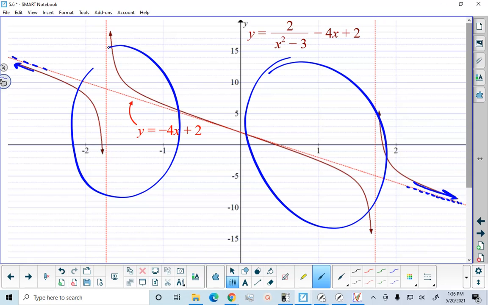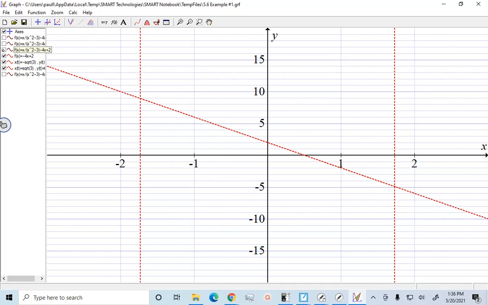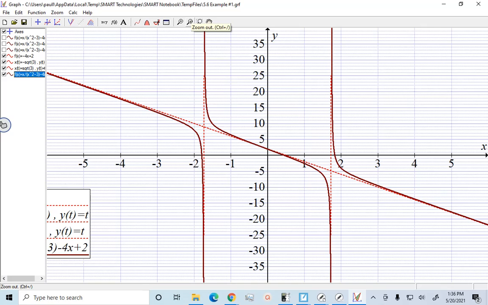In fact, I'm going to go back to my graph. And I think maybe I should have shown you and talked about the graph to begin with. I'm going to go back to my graph and turn these off and go to the whole graph. And I am going to zoom out. And now if you take a look at the far left piece of the graph, it's incredibly close to that dotted line.